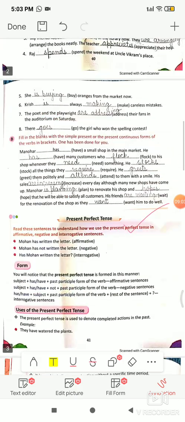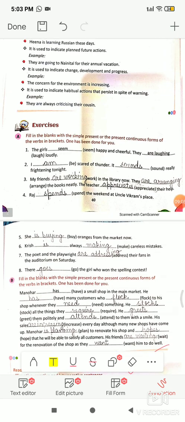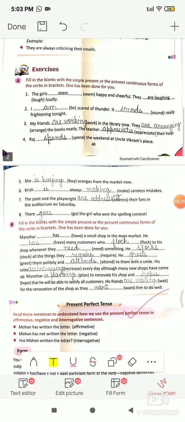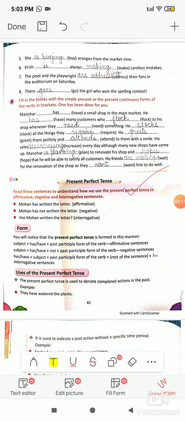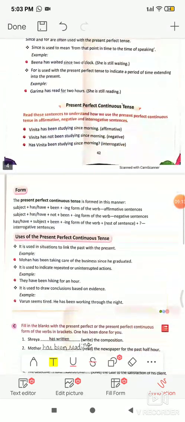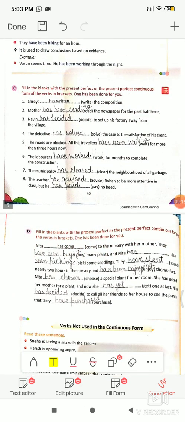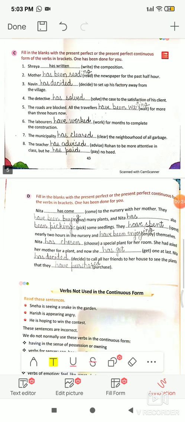So here are the examples. Part A says you have to fill in the blanks with simple present or present continuous. Then again, simple present or present continuous. Then we have present perfect or present perfect continuous, and this is also for the practice of present perfect or present perfect continuous.